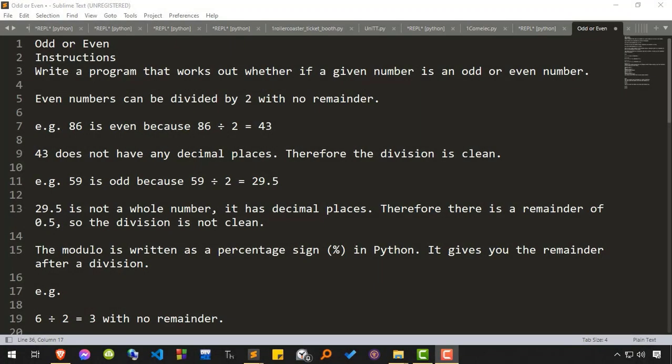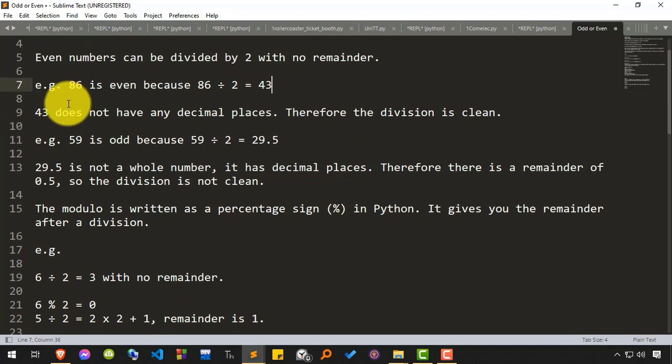Okay, para sa atong first coding challenge, you will write a program that works out whether a given number is an odd number or an even number. Even numbers can be divided by 2 with no remainders. For example, 86 is an even number because 86 divided by 2 is 43. Wala nay remainder na natabo. But 43 does not have decimal places, therefore division is clean.